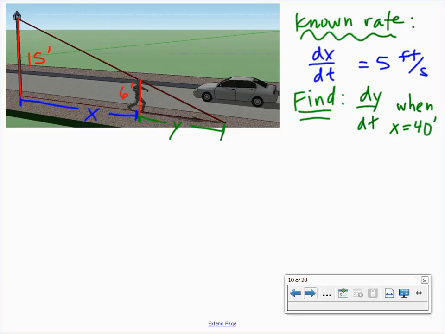Let's go ahead and write an equation, a formula that relates my variables and quantities that are a part of my rates. So I need an equation that has x in it and y in it, because when I differentiate that with respect to time, I'll spit out my known and unknown rates. So what equation could we come up with?